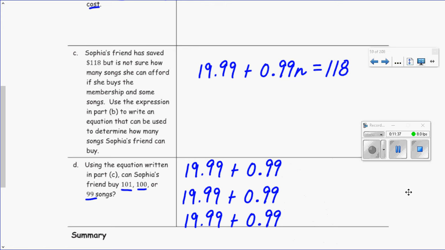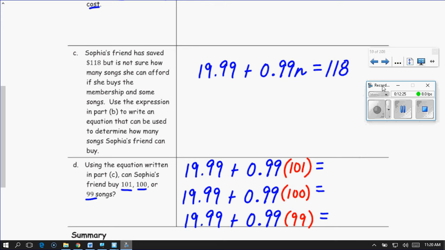Okay, so we're trying to figure out, can her friend buy 101 songs? Can she buy 100 songs? Or can she buy 99 songs? Now, those were given to you. If you didn't know that, you might be guessing a lot to try to figure out how many songs she could buy. And like I said, in the future, we'll just be solving this equation, and it'll just be a quick solution. But for now, we're going to say, okay, can she buy 101? So go ahead, type that in, 101 times 99 cents, and then add in that 19.99 fee. Go ahead and write down what each of those equals. Okay, so you're basically figuring out how much would it cost for 101 songs, for 100 songs, and for 99 songs. Okay, pause it and then unpause it and see if your numbers match mine.